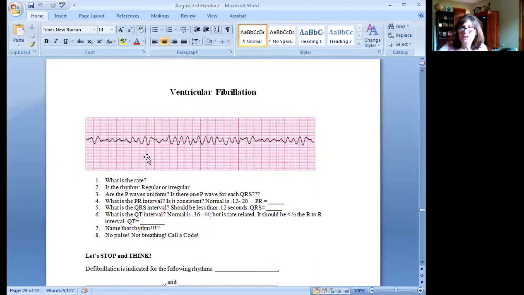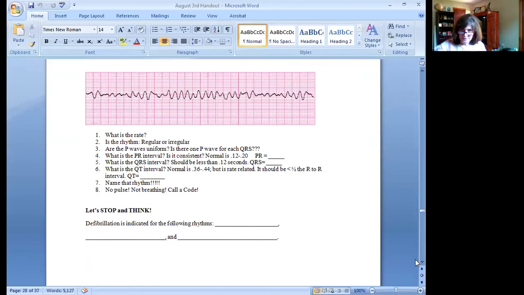There's just our strip of VFib, coarse and chaotic. There is no rate. The rhythm is coarse, chaotic, very irregular. There's no P waves. There's no PR interval. There's no QRS interval. There is no QT to measure. Name that rhythm: VFib. Now let's stop and think.